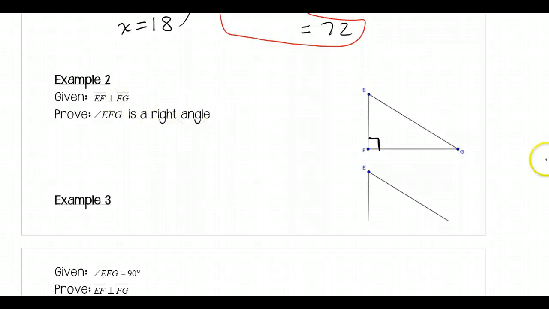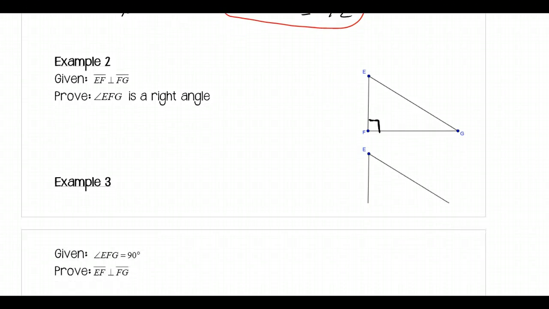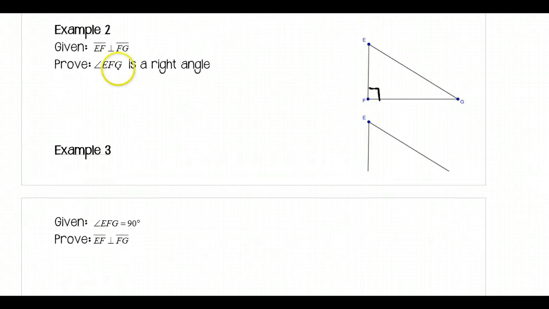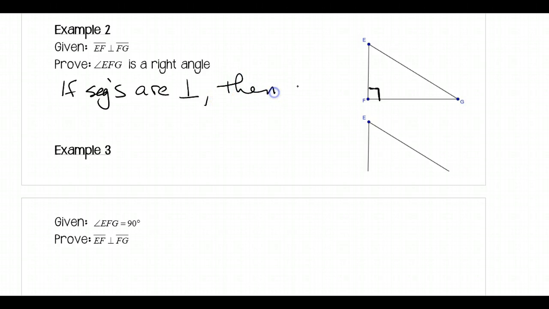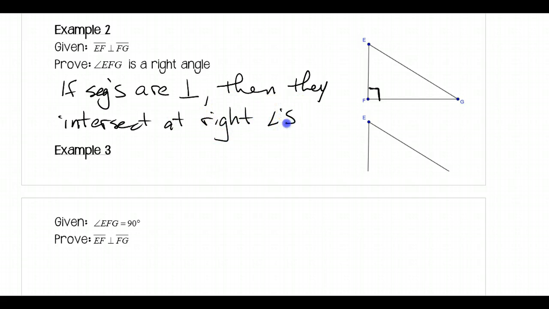So this is one of those problems where it's just a two-step problem, so we're not going to really set up a two-column proof, but if we did, the first step would be EF perpendicular FG, and my reason would be given, and then step 2, I could state my conclusion. So again, feel free to pause and see if you can write down the correct reason. If segments, because we're given two segments up here, are perpendicular, then they intersect at right angles.